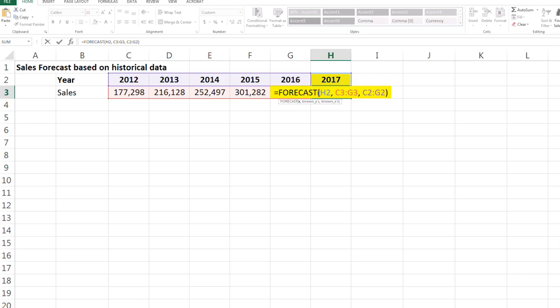The second parameter is the series of known y values. That is the prior 5 years of sales. That's located in cells C3 through G3. The third parameter is the related set of x values, or in this case, the reference to the actual sales years found in cells C2 through G2.